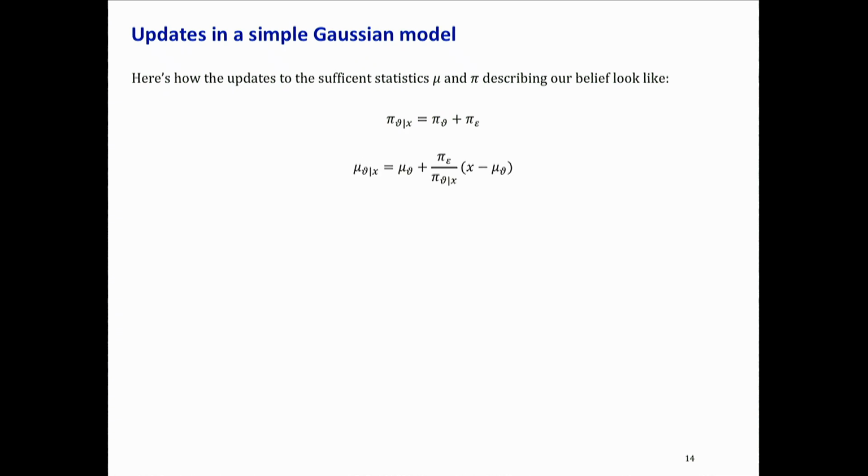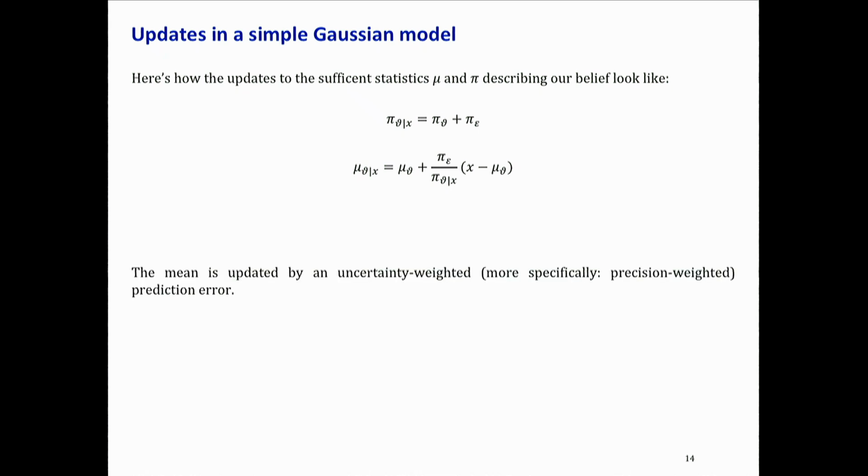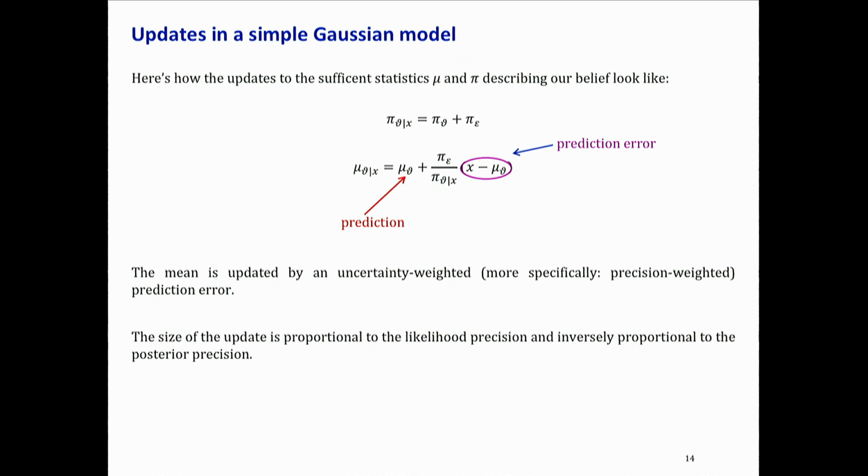So, these are the update equations for the precision and for the mean. We saw that. Again, we have prediction, prediction error, and learning rate. How much we're learning here, the precision of the observation, and how much we already know, the posterior precision. This is all repetition.